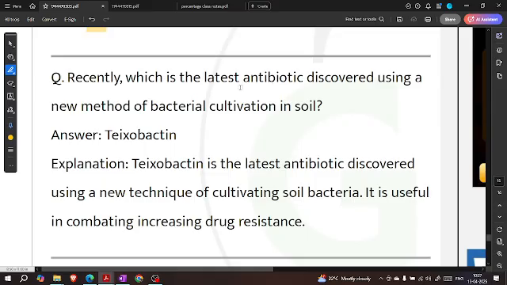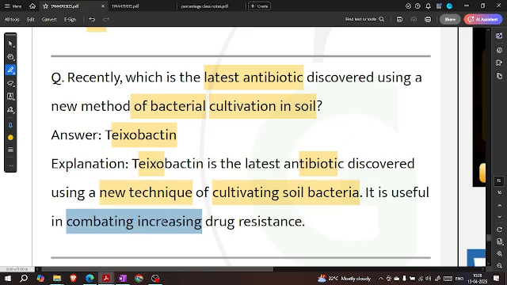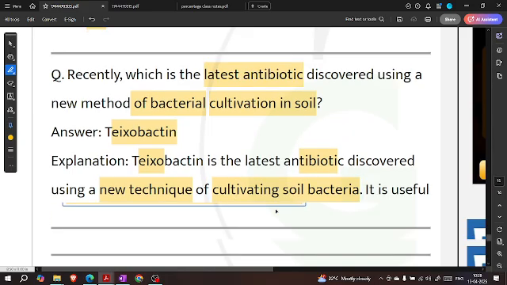Recently, which is the latest antibiotic discovered using a new method of bacterial cultivation in soil? Teixobactin. Teixobactin is the latest antibiotic discovered using a new technique of cultivating soil bacteria. It is useful in combating increasing drug resistance.